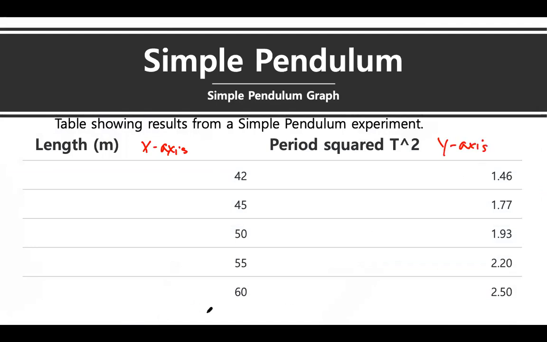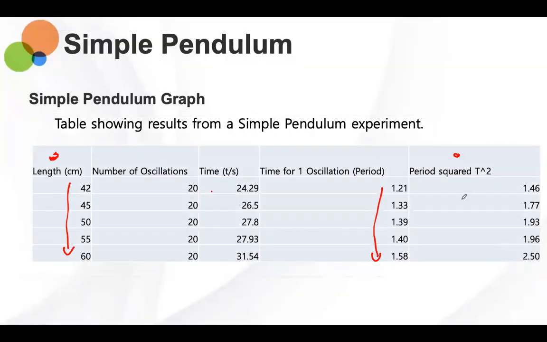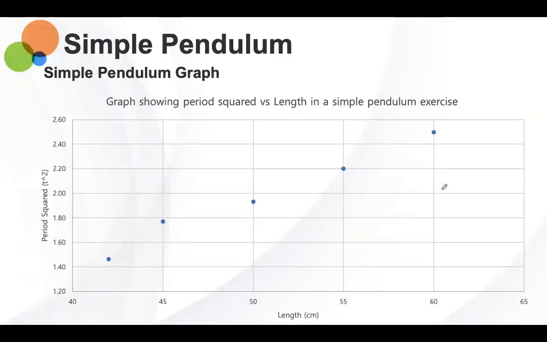So your graph should look something like this. This is our y-axis, and this is our x-axis. It's the same data we pulled out from this particular table here: the same data, length and period squared. So let's look at our graph now.